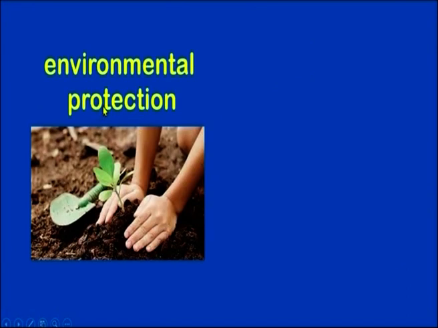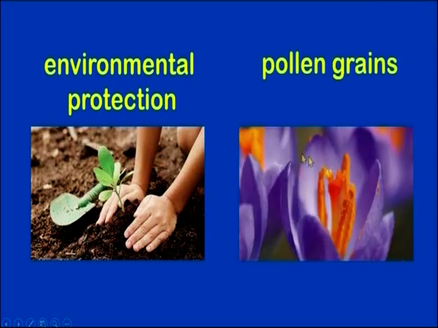Next we have environmental protection. Children, we always have to keep our surroundings neat and clean, and we have to plant more saplings so that they grow and protect our environment. What are they, children? They are the pollen grains in the flower. The yellow powdery structures in this flower are called pollen grains.